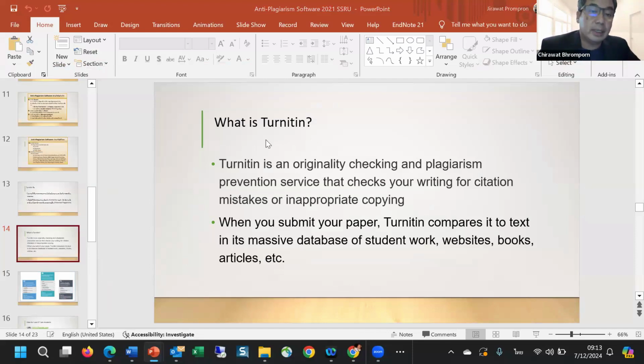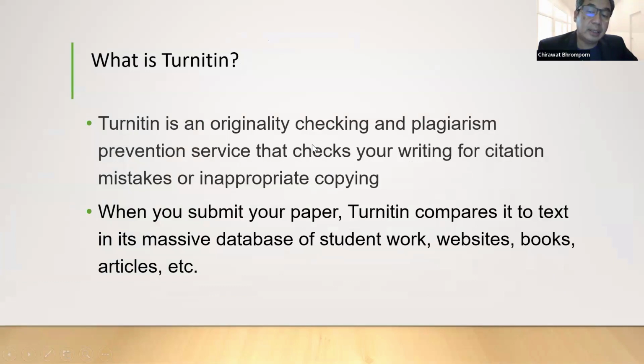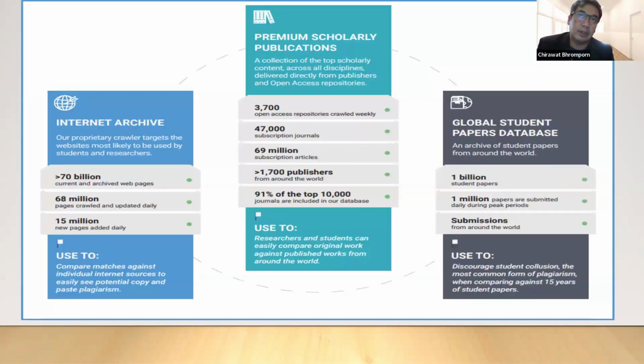The concept is the same. Both Turnitin and iThenticate are originality checks, plagiarism prevention services that check your writing for citation mistakes or inappropriate copying. It will show you a sample of this. And the same idea, we have three major sources from Turnitin, but iThenticate uses only two major sources.